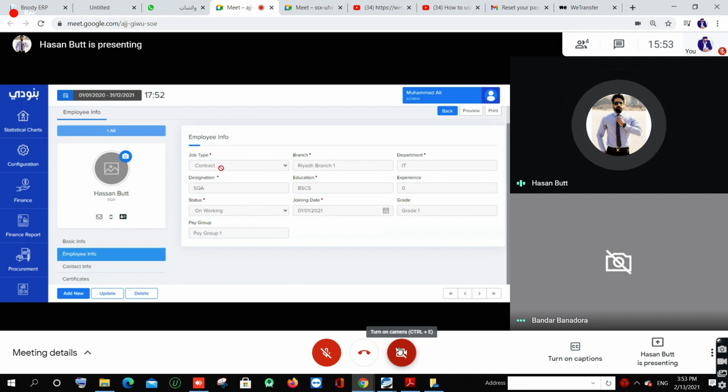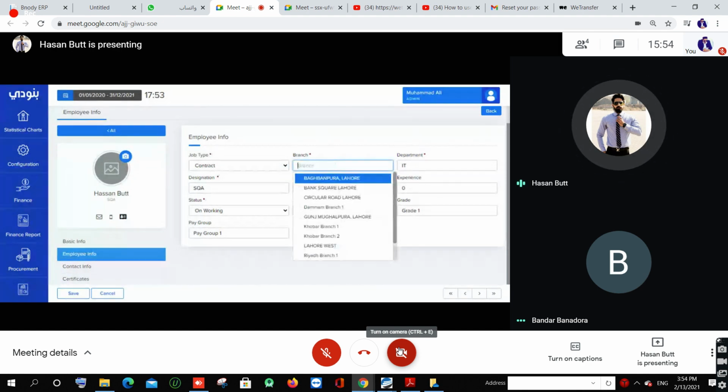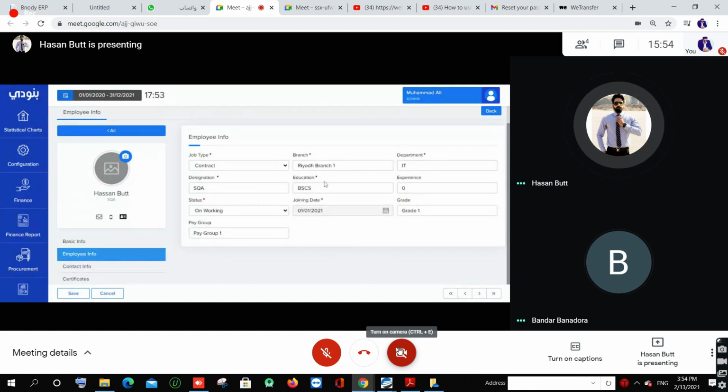And first option is the contract, which is the job type. Let me show you, we will attach it like if this employee is working as a contract, if he is permanent, or he is an intern. So we will make it a contract. He is working in branch 1, as we have made all these branches. So I will add the Riyadh branch 1, and the department as we have made in the configuration. These are all the departments. He is working in the IT department.